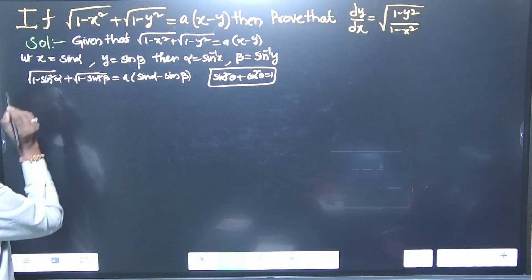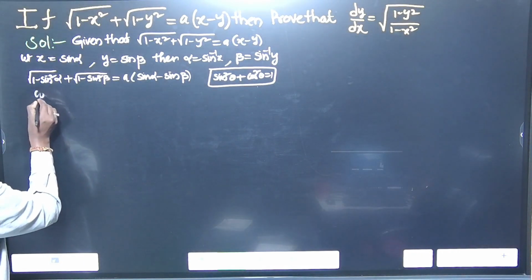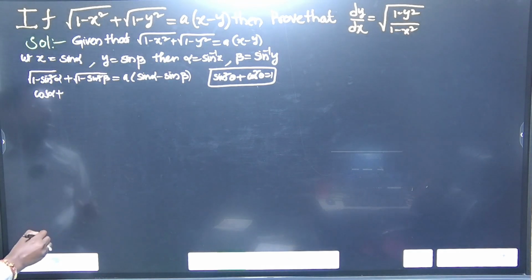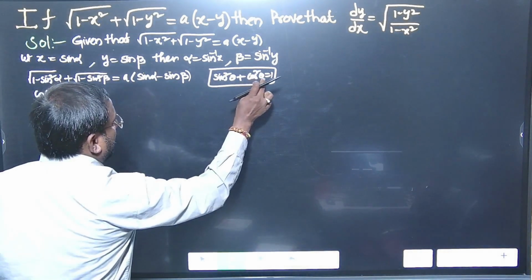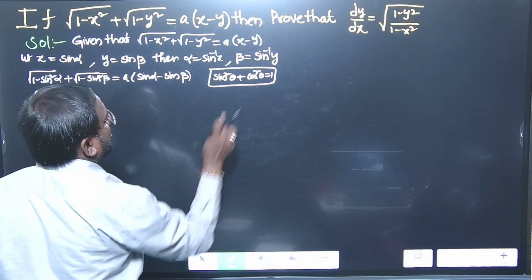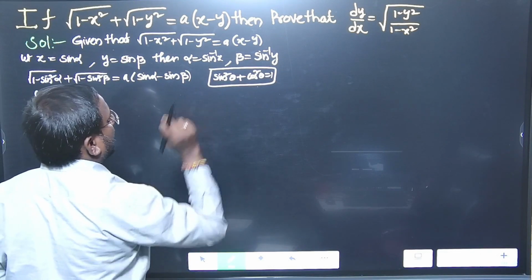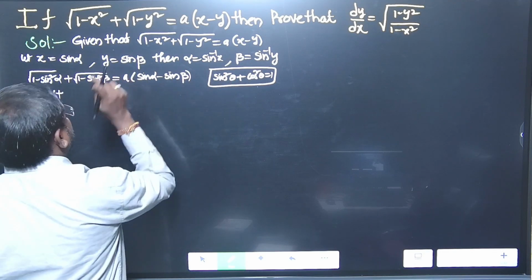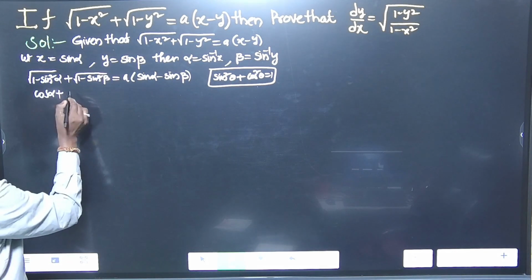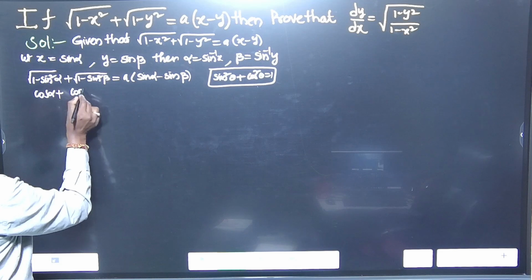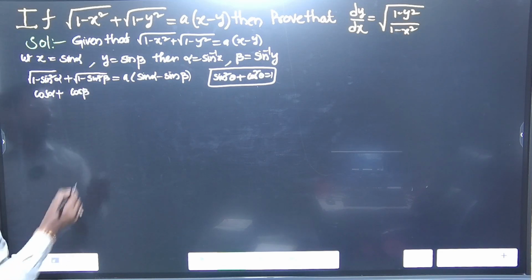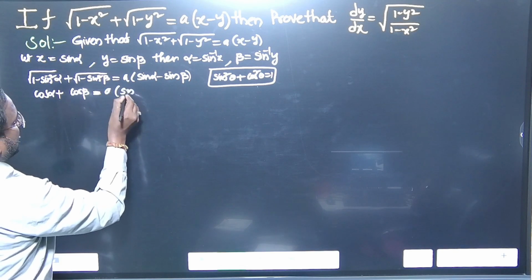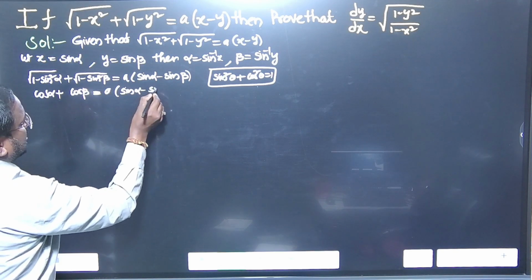Students, it is cos alpha. Similarly, cos square theta equal to 1 minus sin square theta, then cos theta is equal to root over 1 minus sin square theta. Same here, with theta as beta, so we get the same term, cos beta. From the right hand side, same, a of sin alpha minus sin beta.